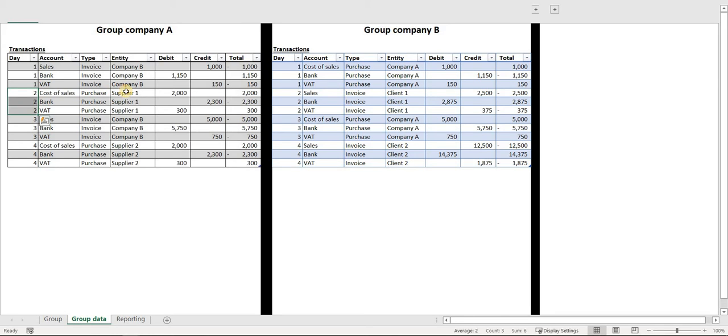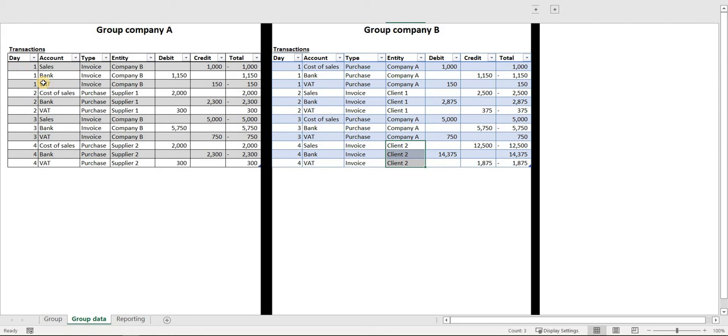On day 2, company A purchased from supplier 1, which is an external supplier, an amount of 2,000 Rand, and they paid 2,300 Rand, which included 15% VAT. On day 2, company B made a sale, an invoice out to client 1, which is an external entity, for 2,500 Rand. Into their bank they got 2,875 Rand, and they also had to raise an output VAT of 375 Rand. On day 3 there was again an intercompany transaction, an invoice to company B, and company B again purchased from company A, the exact opposite of what was processed on the company A side. And on day 4 there were again external transactions: a purchase in company A from supplier 2, and a sale, an invoice to client 2, in company B.